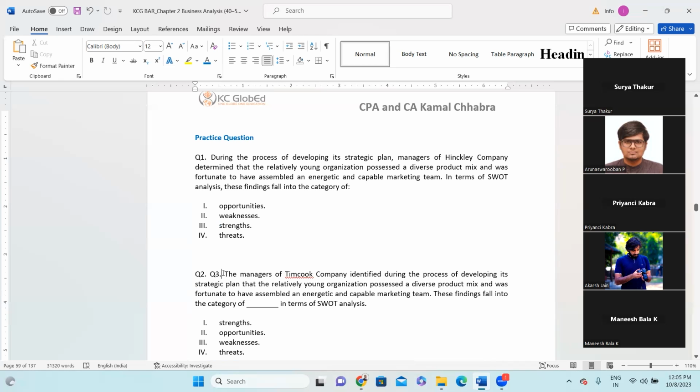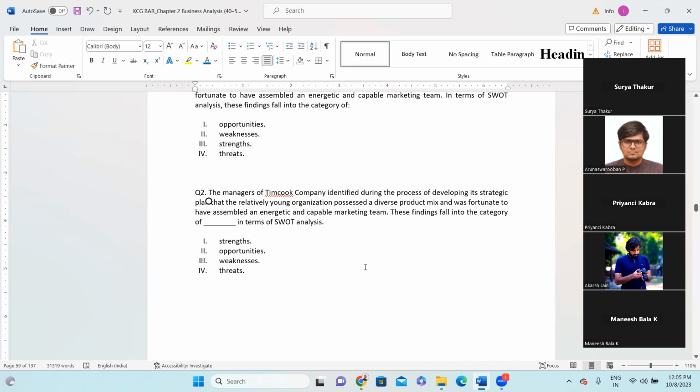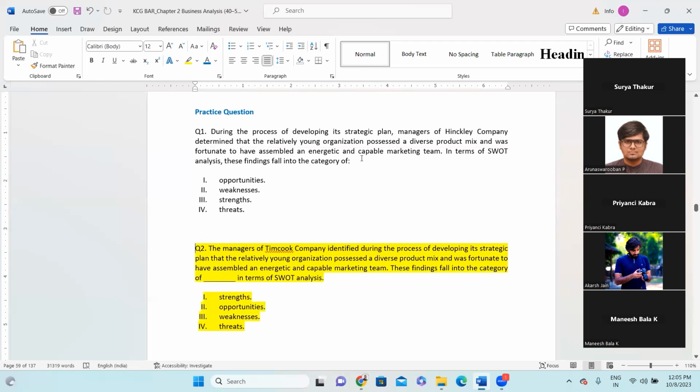Okay. Next question. The manager of Tim Cook company identified during the process of developing its strategic plan that a relatively young organization possessed a diverse mix and was fortunate to have assembled an energetic and capable marketing team. These findings fall into which category? Oh, it's the same question. Sorry, I need to change this example. So it's the same thing, but in fill-in-the-blanks form and direct question form. Okay, no worries. I'll add one more question here when I share the notes with you.